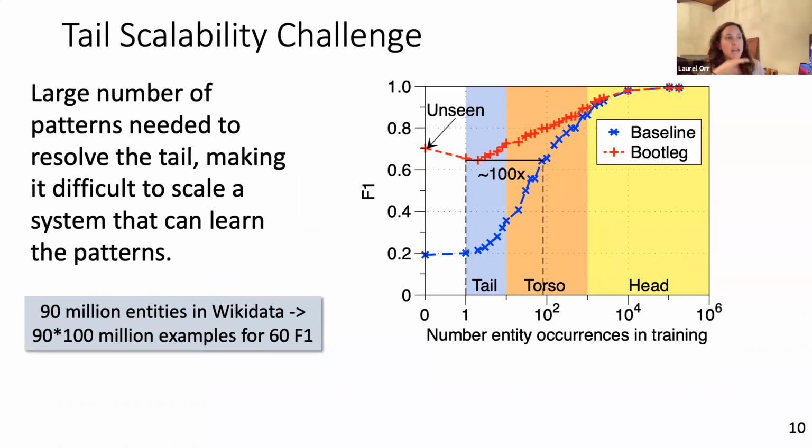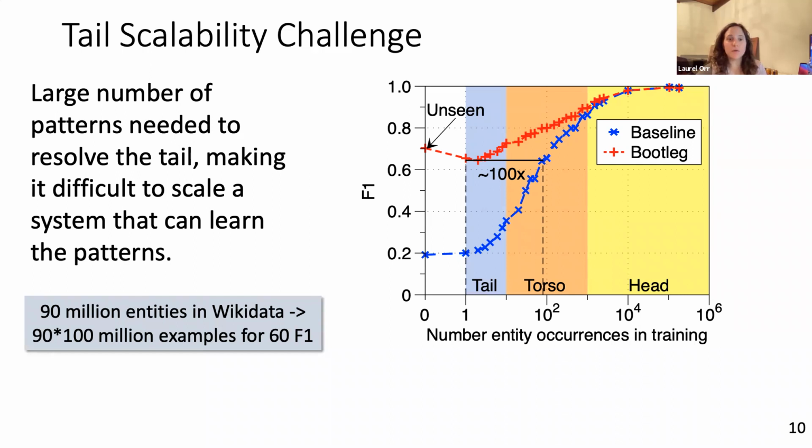What we see here is that for the head, the popular entities, the models perform very similarly. It's only when we start getting to the rare entities that we see a performance difference. In this case, for example, if you wanted an accuracy of approximately 60 F1 points, this baseline model has to see an entity on the order of 100 times during training. Now, there are approximately 90 million entities in Wikidata. This would mean you would need about 90 times 100 million training examples to hopefully get 60 F1 points across all these entities, which presents a huge scalability challenge.